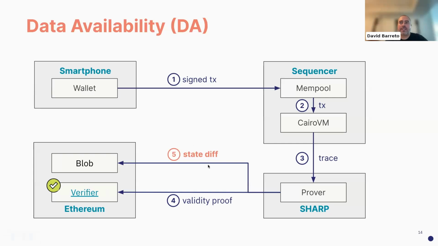Because before, this state diff used to be sent as cold data using multiple transactions. It was super expensive to do, which in turn made Starknet transactions also expensive because you have to spread out the cost. But with the introduction of blobs, it became very cheap to send this difference of what changed in the state to be at least published on Ethereum.